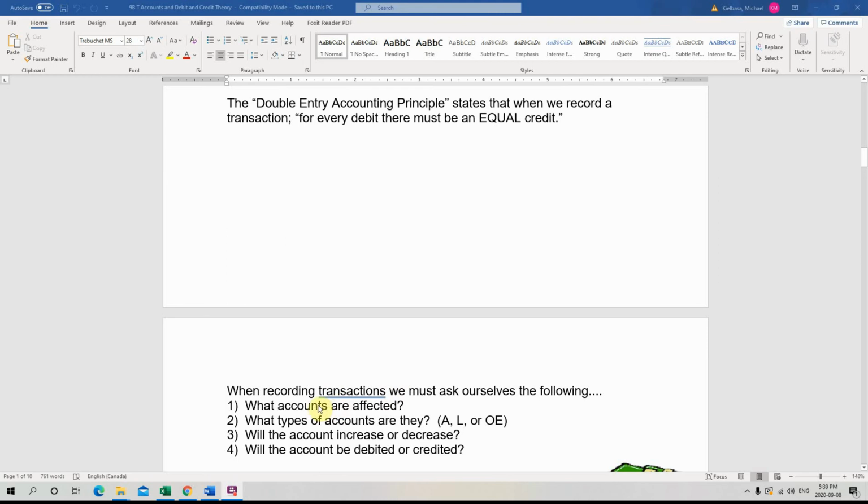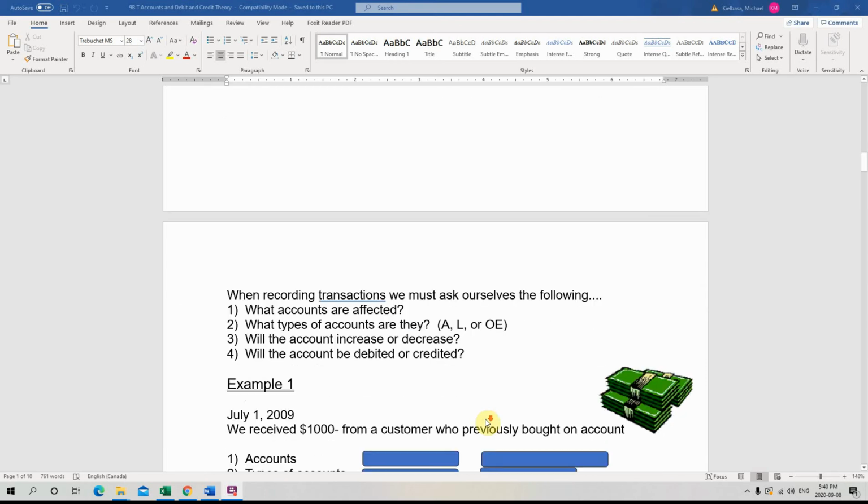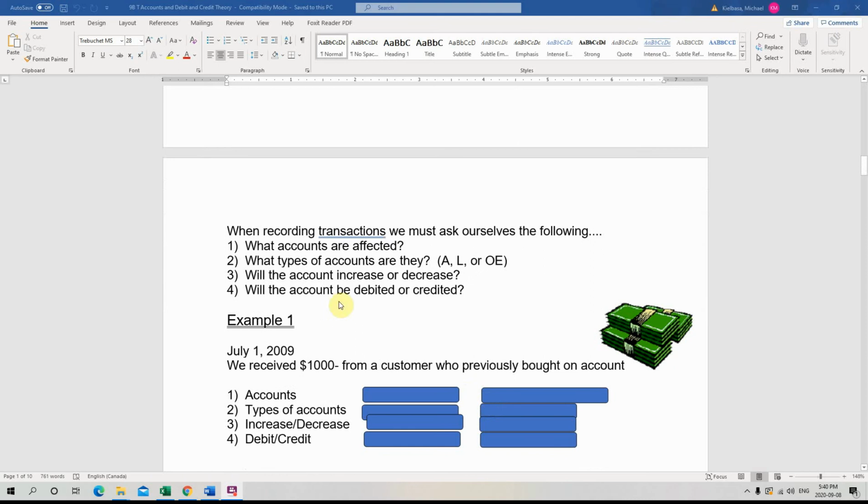When you're recording transactions, you're going to have to ask yourself four things. What accounts are affected? What types of accounts are they? Are they assets, liabilities, or owner's equity? Am I going to increase or decrease the account? And ultimately, will I debit the account or credit the account? So let's look at this example and work through these four questions. This is all going to be done in your head, so you don't actually have to write anything down.